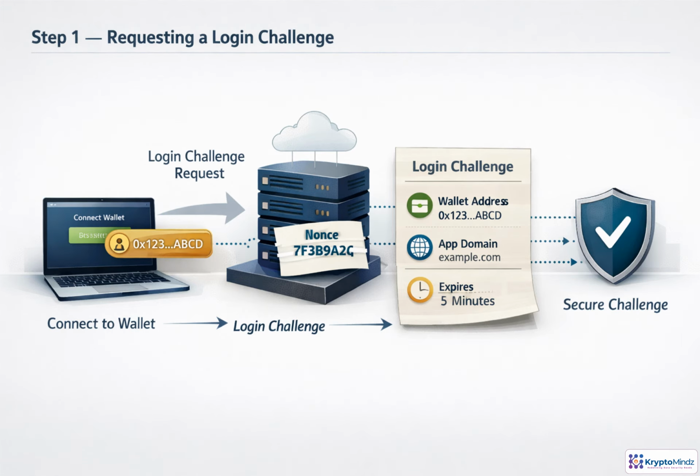The key security step happens before signing. The frontend connects to the wallet only to learn the public address, then sends that address to the backend. The backend creates a fresh nonce for this specific login attempt and builds the challenge message around it. That message should also name the app domain, the requested action, and an expiration time. Because the server generates the nonce, attackers cannot reuse an old signature as a valid login.